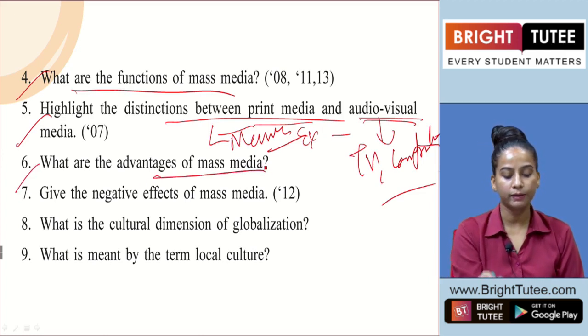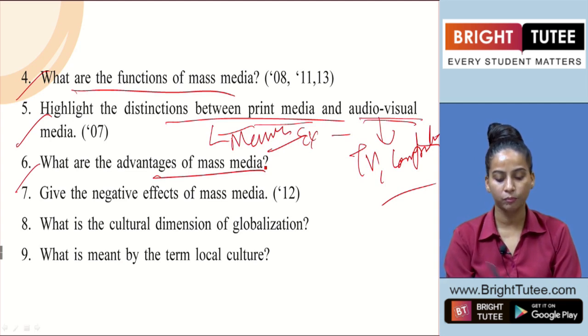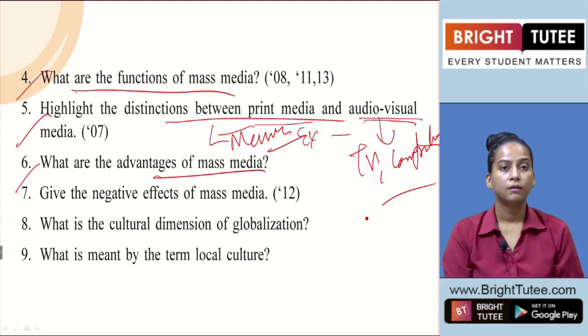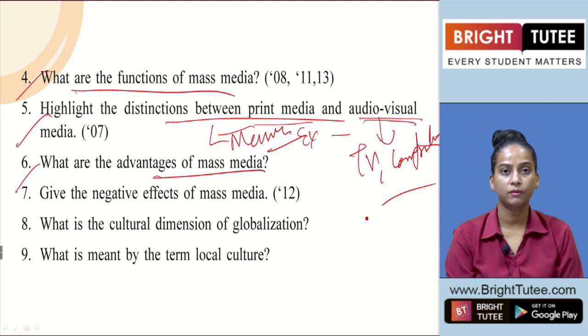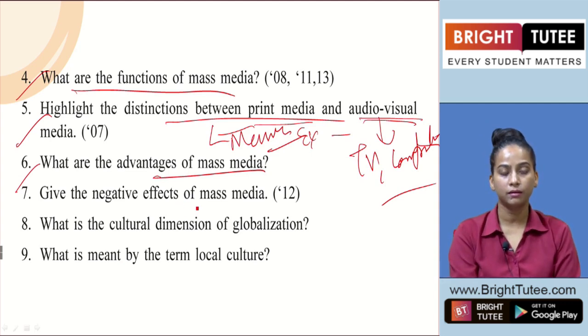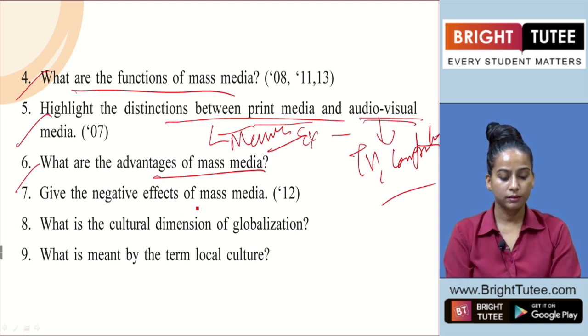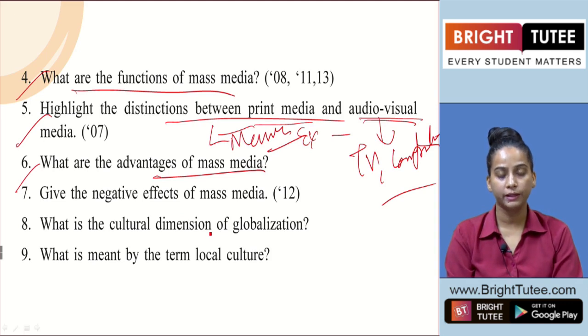Next, what are the advantages of mass media? So we have to mention what are the positive points included in mass media. Firstly, we can say that mass media helps in providing the information to the masses. Secondly, it is a good platform for entertainment also. Thirdly, we can say it is playing an increasing role in socialization of young.